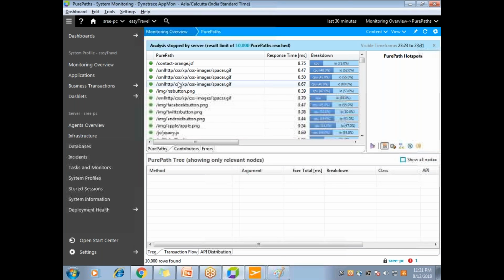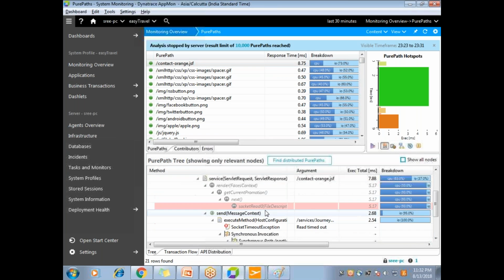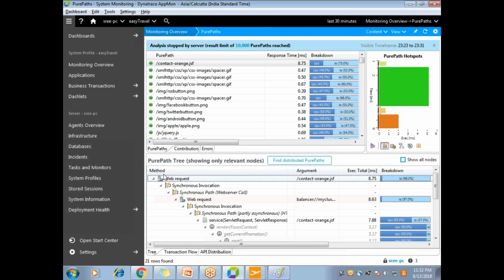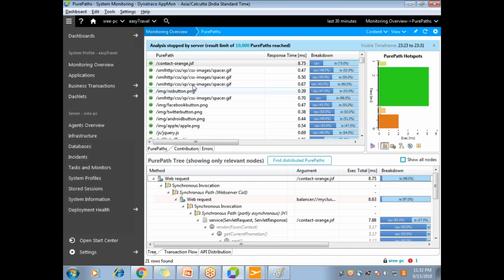Okay, we're looking at the pure paths, right? You see this is a request, orange.jsf. So many requests. Behind the scenes, this particular request is kicking off this request, and inside that it is kicking off another method like this. So much is happening behind the scenes. Within a class, there are multiple methods and multiple functions. But what you want to look at is, out of this, 8.75 milliseconds is nothing.